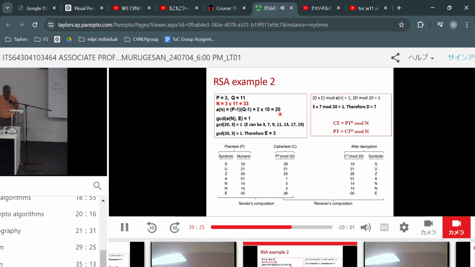That is your question number 5 in your final exam. 5A is RSA encryption, decryption, and 5B is digital signature. 8 marks for this and 8 marks for that, 16 marks.